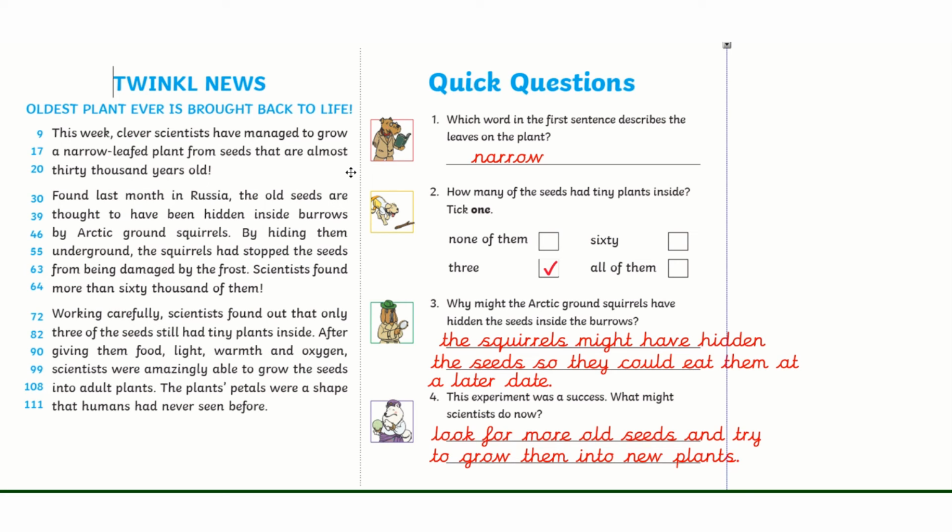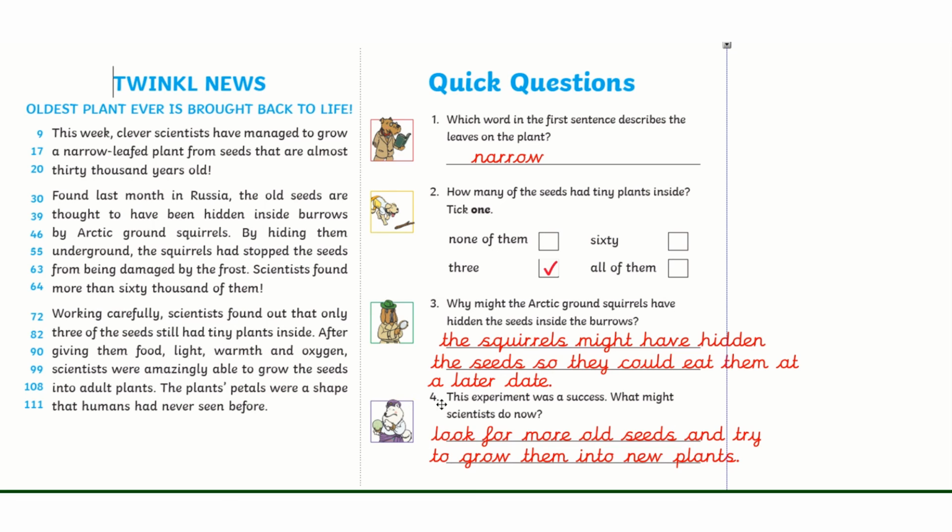So question 1 was, which word in the first sentence describes the leaves on the plant? So it said here that clever scientists have managed to grow a narrow-leafed plant. So the word that you need there is narrow, thin leaves. Question 2. How many of the seeds had tiny plants inside? Tick one of these answers. And it said down here, working carefully, scientists found out that only 3 of the seeds still had tiny plants inside, so you should have ticked 3. Question 3. Why might the Arctic ground squirrels have hidden the seeds inside the burrows? The squirrels might have hidden the seeds so that they could eat them at a later date.